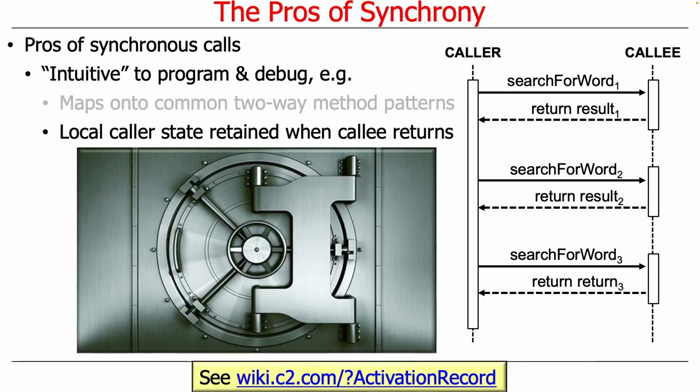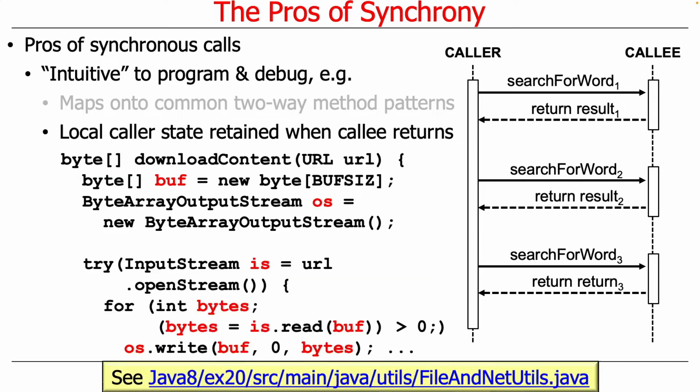Another nice thing about synchronous communication is the local caller state is retained on the runtime stack of activation records such that when the callee returns to the caller, the state is automatically restored to what it was before. What the heck does that mean? Well, let's take a look at an example.